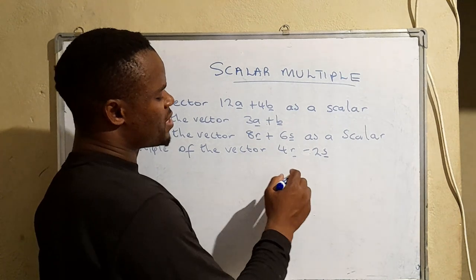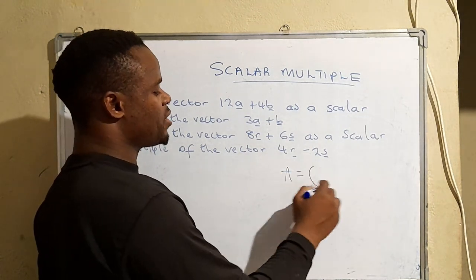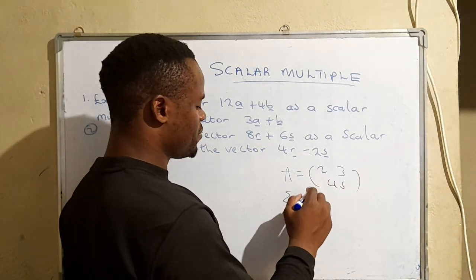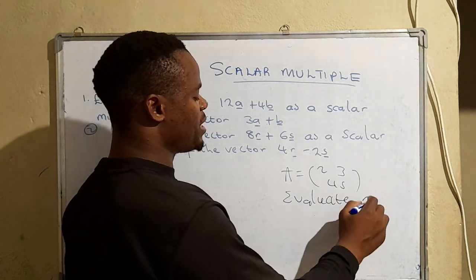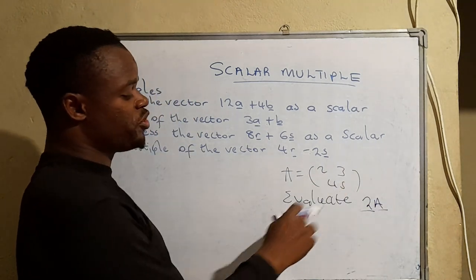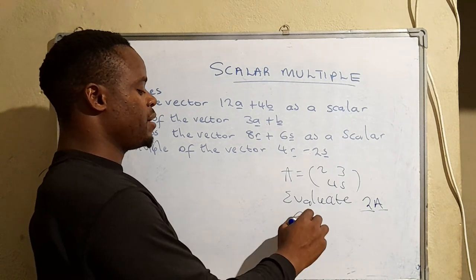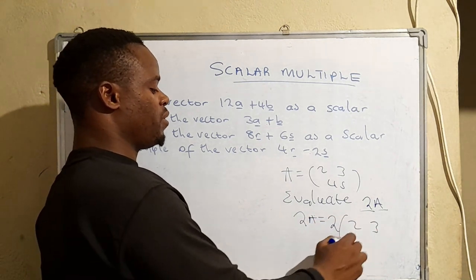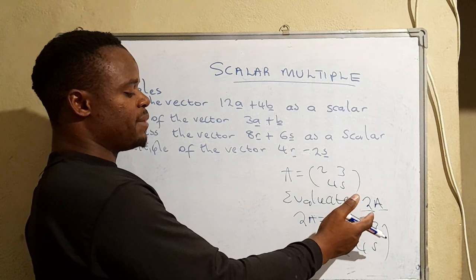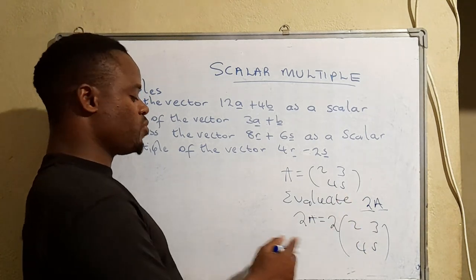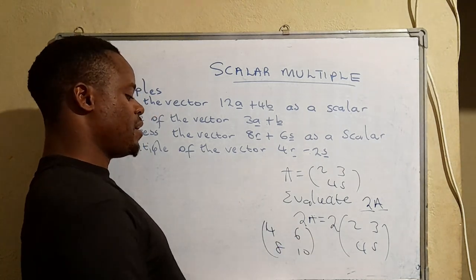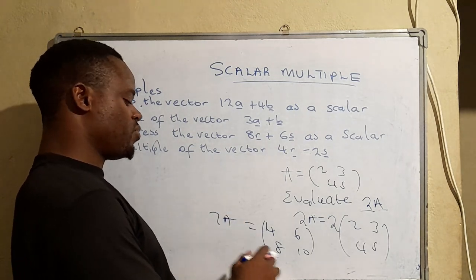So when we are talking of a scalar, what is it really? If we say matrix A is equal to 2, 3, 4, 5, and then evaluate 2A, you need to know this A denotes the matrix that you have. So 2A is equal to 2 times the matrix 2, 3, 4, 5. You need to multiply the 2 by all the elements of matrix A. So 2 times 2, that's a 4. 2 times 3, 6. 2 times 4, 8. 2 times 5, that's 10. So we can say therefore 2A is equal to that.